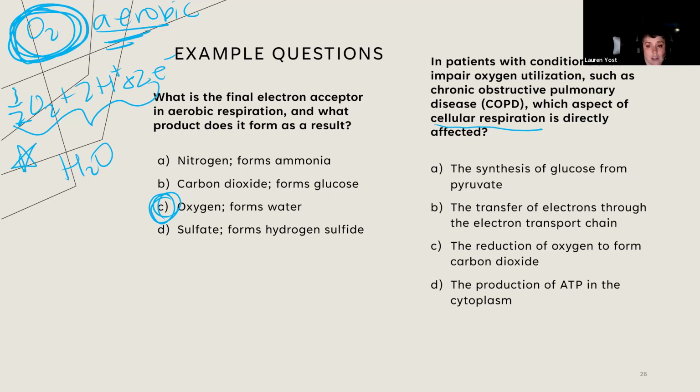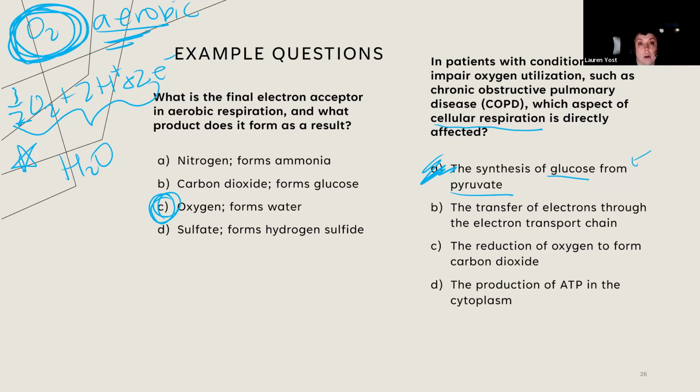Is that going to affect our synthesis of glucose from pyruvate? That's a fake thing. We don't make glucose from pyruvate. We make pyruvate from glucose. That's glycolysis. So this is essentially the opposite of glycolysis. So that's not even a real thing in aerobic respiration.